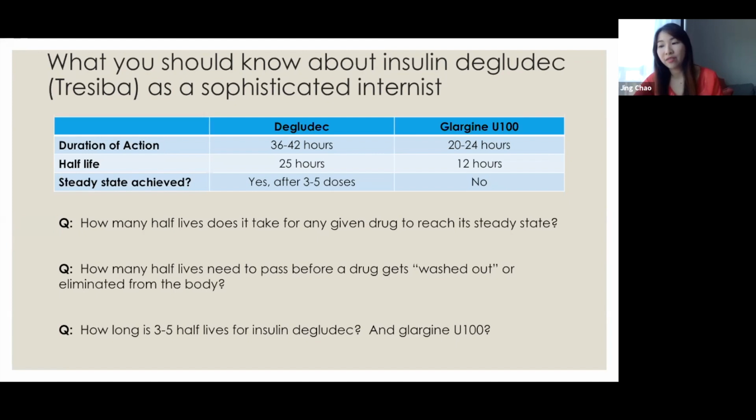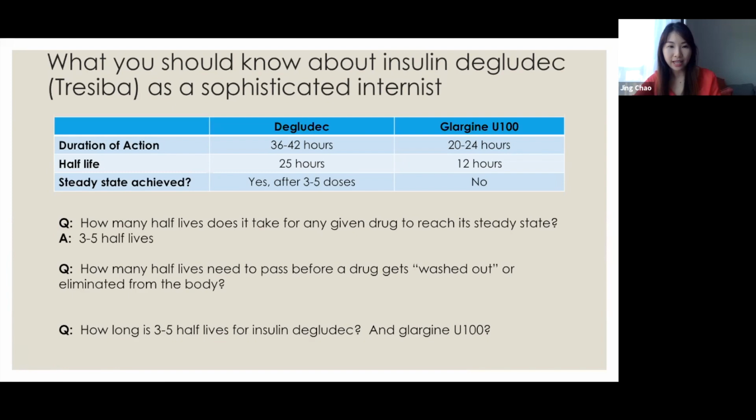Given its long duration of action, you can imagine that there is a significant amount of overlap when you give each dose of degludec every day, daily, which is the box instruction. So these overlapping doses eventually reach steady state. I will jog your memory now by taking you back to pharmacology that you learned in medical school. The first question is, how many half-lives does it take for any given drug to reach its steady state? The answer to that is 3 to 5 half-lives.